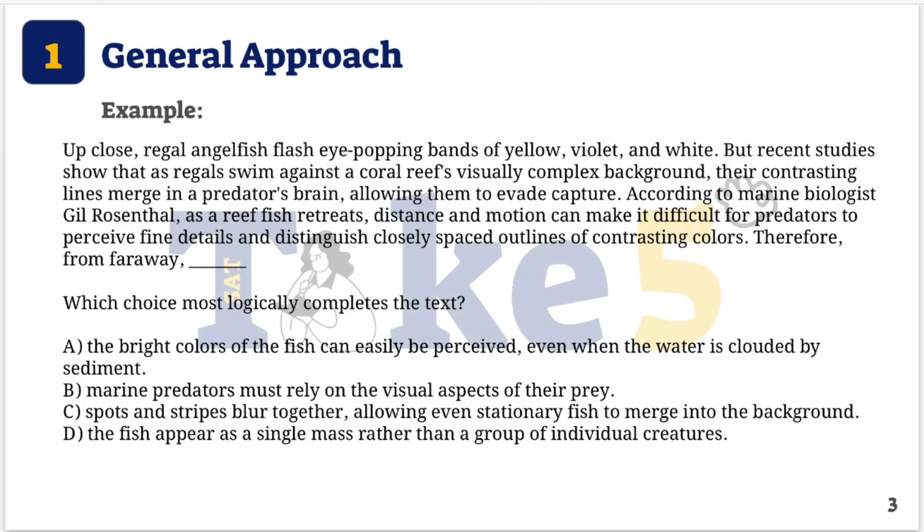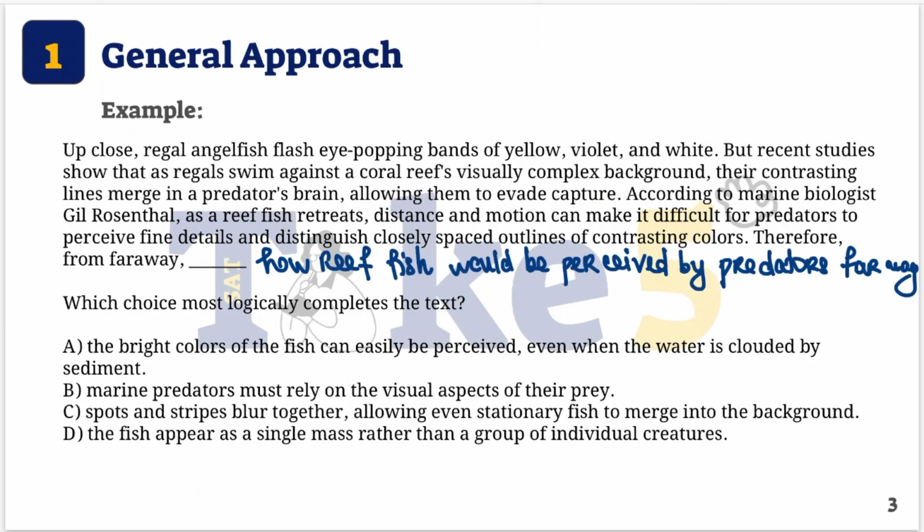The rough idea is we must use the information presented in the passage to infer how reef fish would be perceived by a predator far away. How to get this paraphrase so quick? You need to bind together some previous reading skills. First, look for the main idea and the structure. The conclusion should support this main idea as a whole.